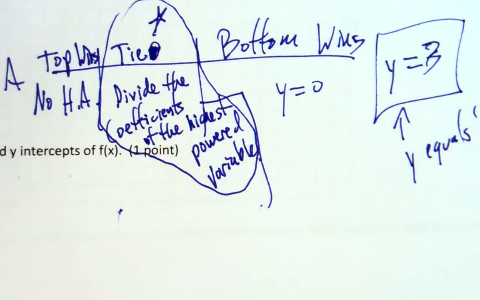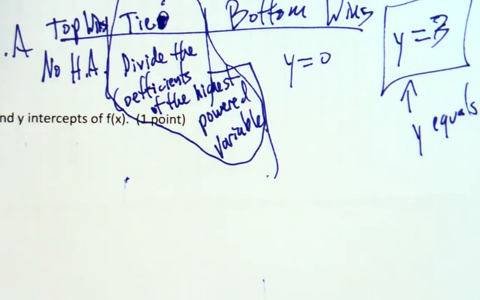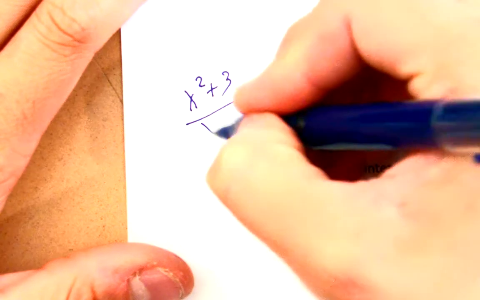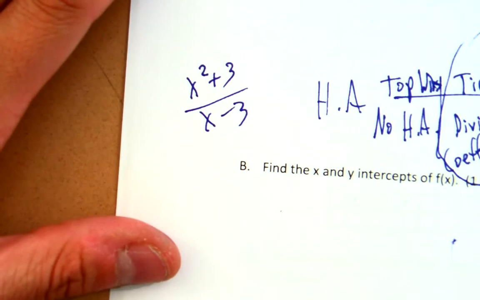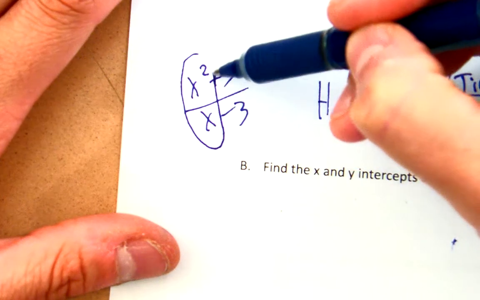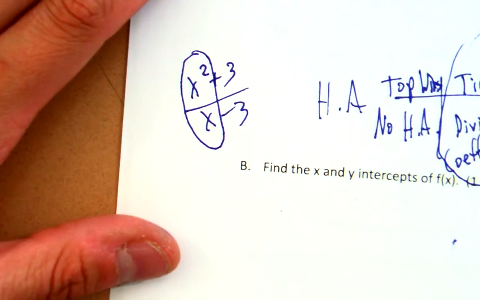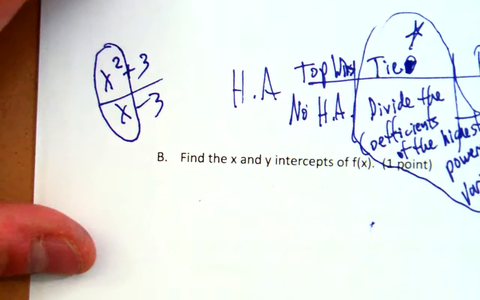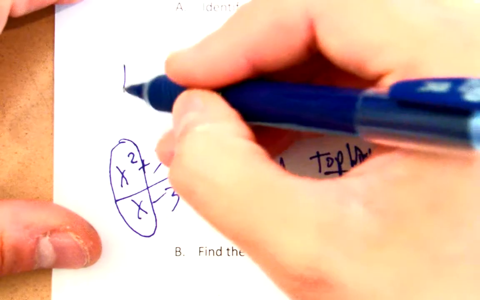Okay, excellent job. Any questions on horizontal asymptote? Other questions here? Jason? Absolutely. Here's an example, I just made one up. So now we look at the highest powers, which are where? Here. Who wins, the top or the bottom? Top. So there's what? No HA. Correct.